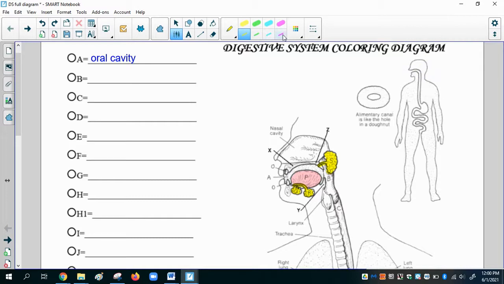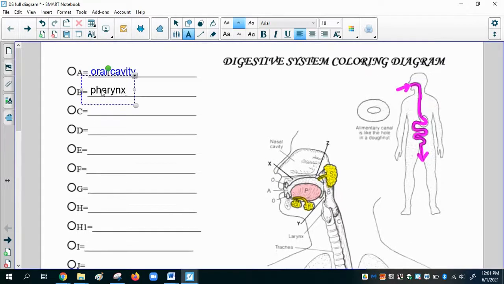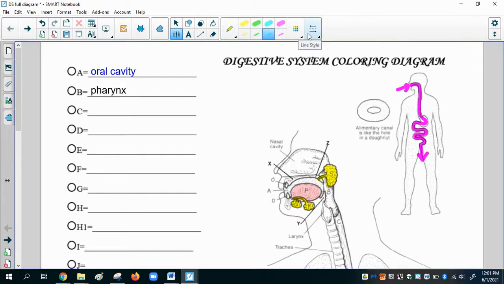So food goes in our oral cavity, passes down the pharynx, and then goes through the rest of the alimentary canal, only to exit very differently. So B is the second part of the passageway. B is the pharynx. I'm going to color the pharynx so we can differentiate it from the oral cavity and from the structures that are after that.